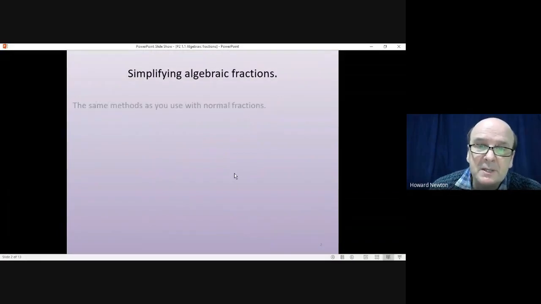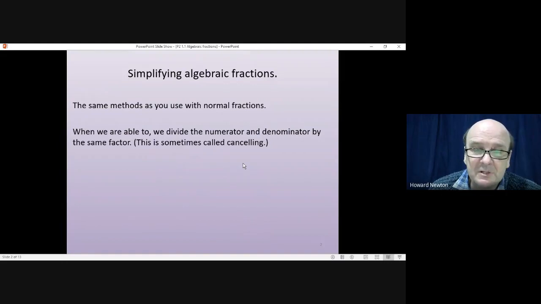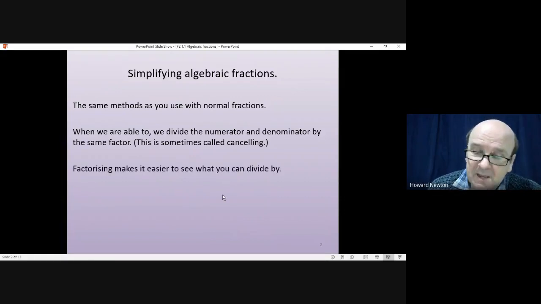Now, the methods that we use are exactly the same methods that we use with normal fractions. It feels more complicated because we're dealing with algebraic expressions rather than just numbers. When we're able to, we divide the numerator and denominator of the fraction by the same algebraic factor. This is sometimes called cancelling, and that's probably what I'll call it most of the time. If we're able to factorize the top or the bottom of the fraction, then that makes it easier to see what we can divide by, what we can cancel.